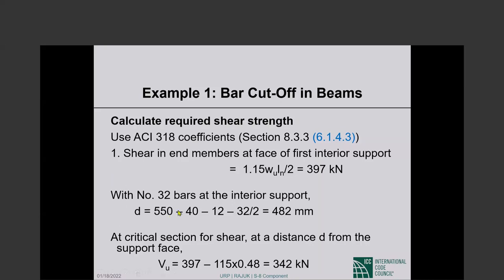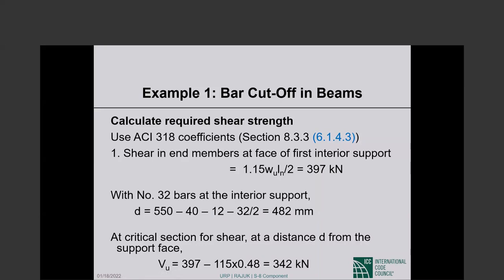With number 32 bars at the interior support, the effective depth is 550 total depth minus 40 millimeters of clear cover minus the diameter of the 12 millimeter tie or stirrup, minus half the diameter of the longitudinal bar. That comes to 482 millimeters.